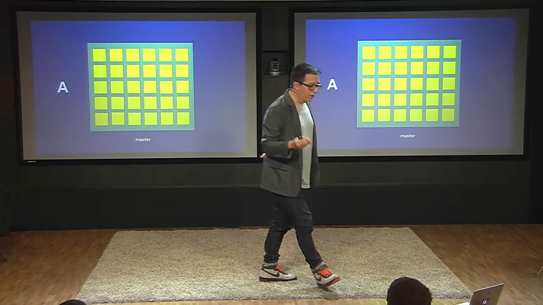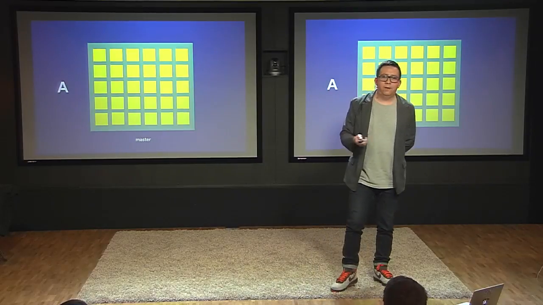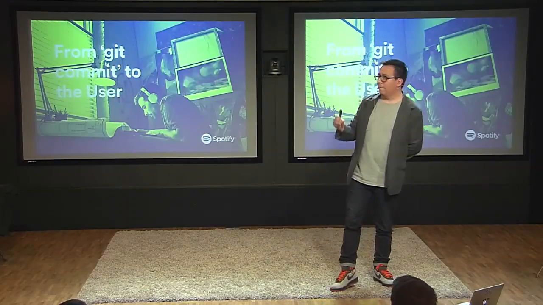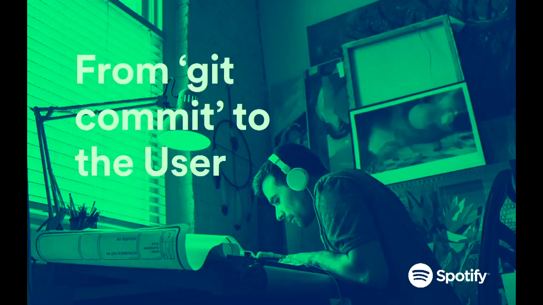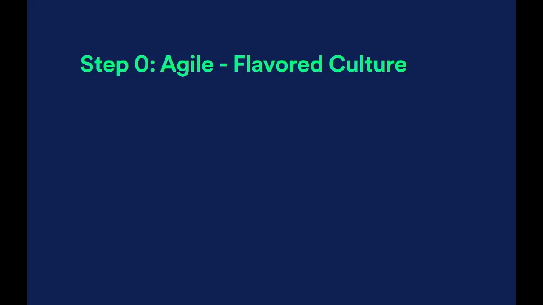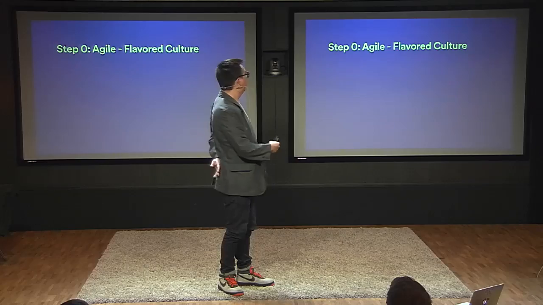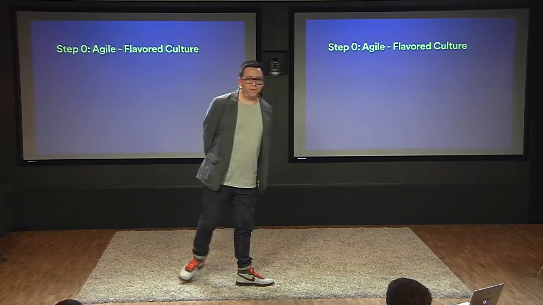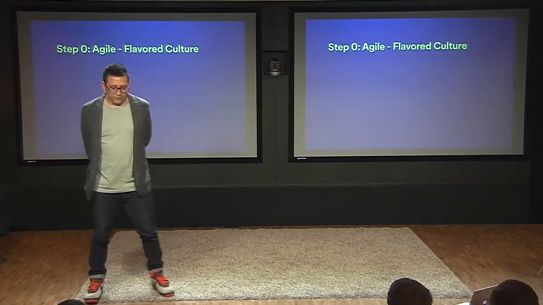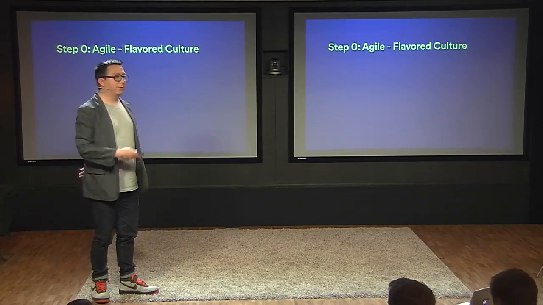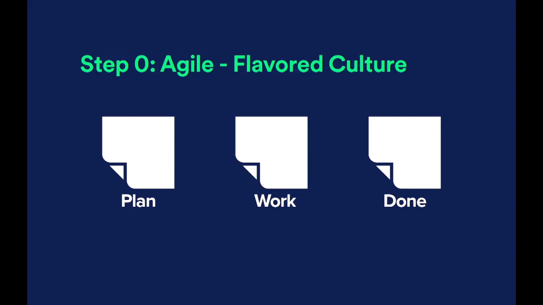Well, those are some particular challenges that we face with scale. But how is the journey of code from git commit to the user, to when you're listening to your favorite artist? Well, I made, I think, 6 steps, that I'm going to show you. The first one, step 0, is our agile flavor culture, where we plan in very short iterations what we're going to do.